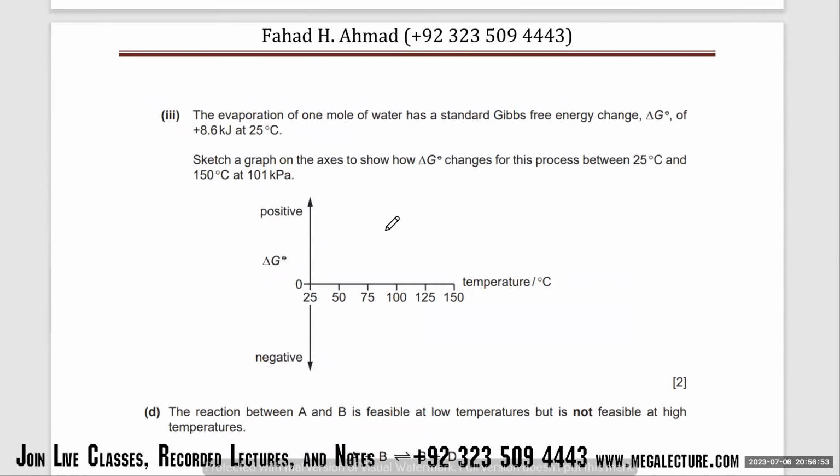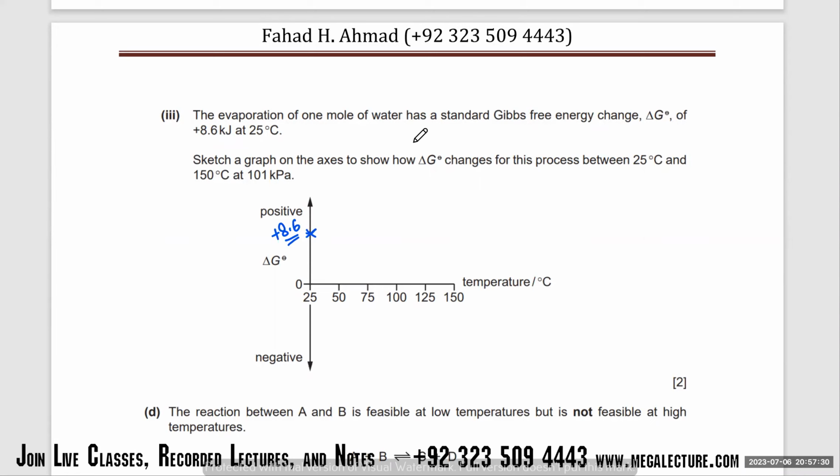Now this one is a slightly tricky graph. He's saying that the evaporation of 1 mole of water has a standard Gibbs free energy of 8.6 kilojoules at 25. So that means at 25 centigrade, the delta G is positive 8.6. So this is your positive 8.6 on the graph.